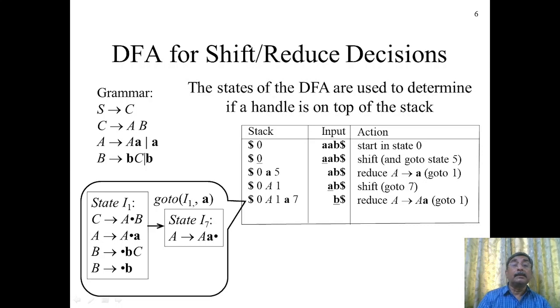Very simple. I shift small a. Why? Because I1 was my current state, and using small a, I go to I7. So there is an arrow. So I shift small a, and then my current state is no longer 1. My current state becomes 7. Now next slide.